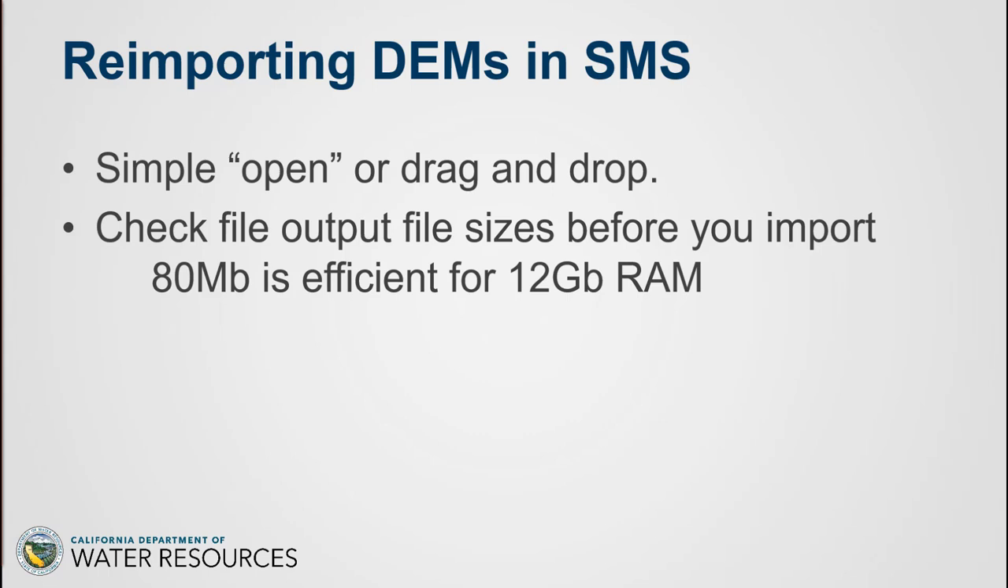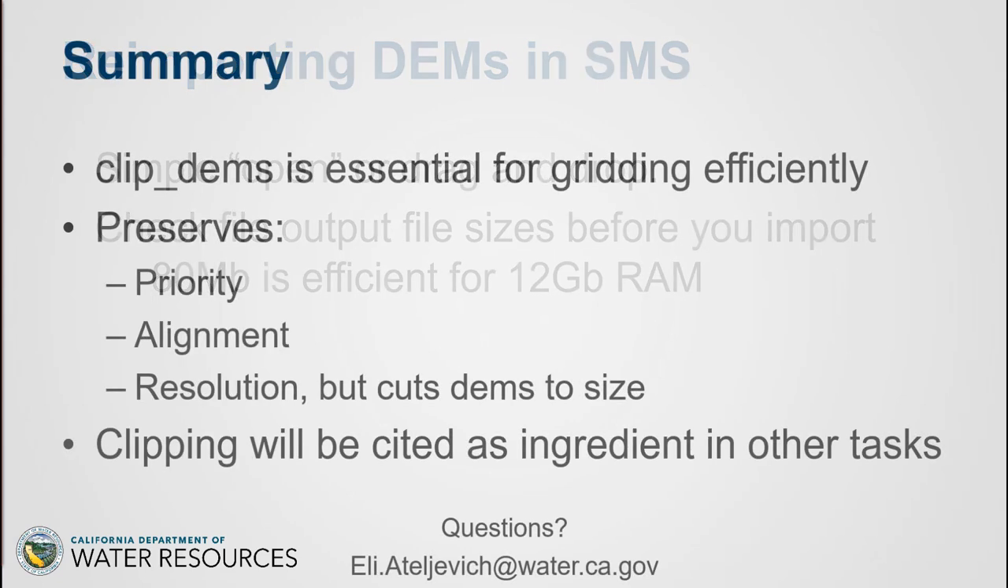When it comes time to re-import the DEMs in SMS, it's a simple file open or drag and drop. Typically, you will be using the _0 output from clip DEMs, but sometimes that's a small file or doesn't completely cover the area, so you use a combination. Please check that the file output size is not unreasonably large before you import it into SMS, because really big DEMs can hang SMS. 80 megabytes is efficient for 12 gigabytes of RAM. You could probably get away with double that size.